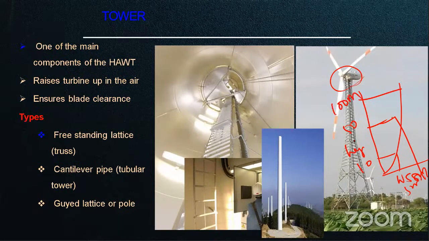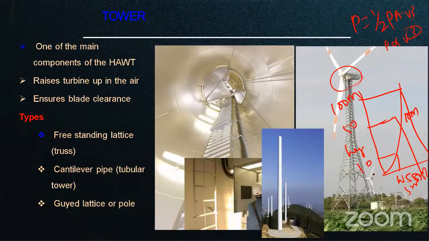Also, I have explained to you that the power is equal to half rho A V cube, so the power is directly proportional to V cube. When I increase the height, I can also extract maximum power from the wind. That's why we have to raise the turbines in the air. That is the purpose of the towers.